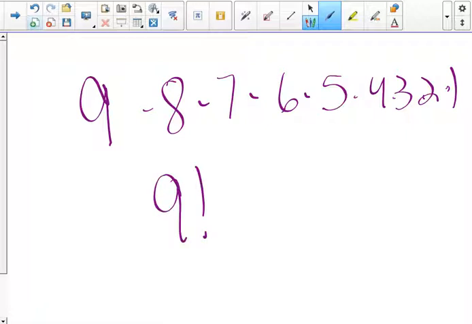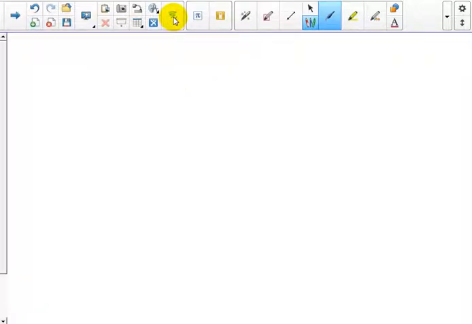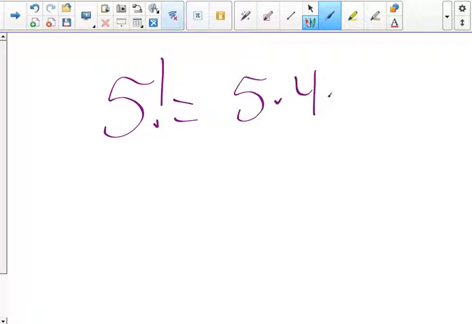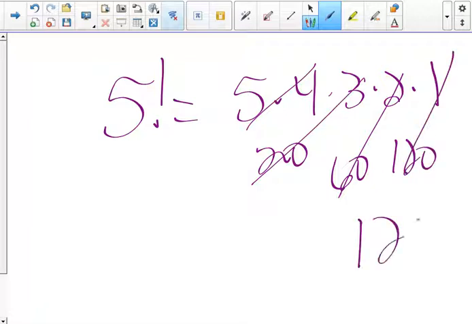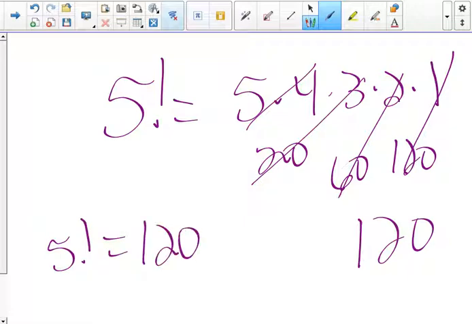So if I ask you to write 5 factorial and just calculate it in your head, you would know that that is 5 times 4 times 3 times 2 times 1. 5 times 4 is 20. 20 times 3 is 60. 60 times 2 is 120. And 120 times 1 is 120. So we could say that 5 factorial is 120. Everybody with me there?